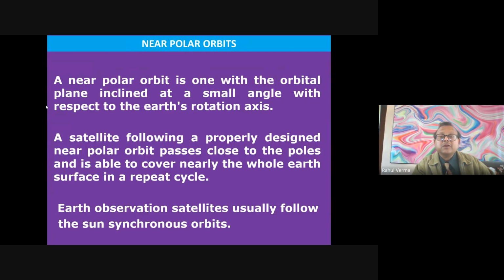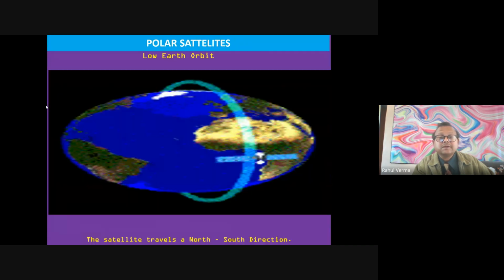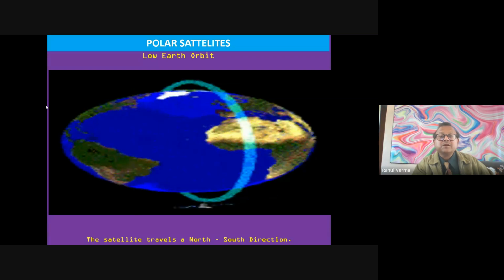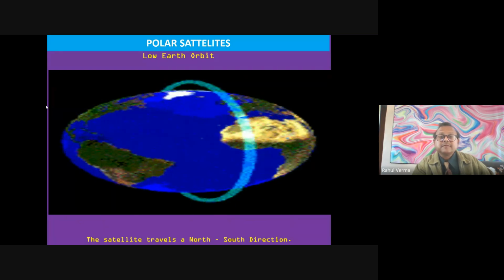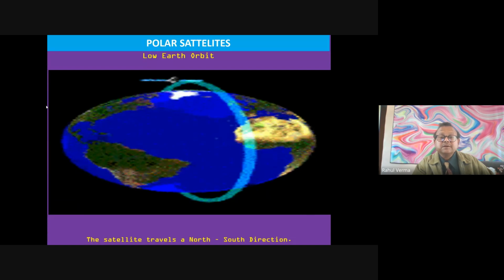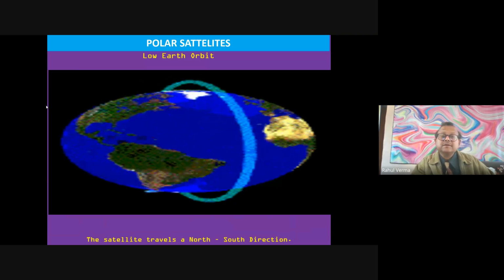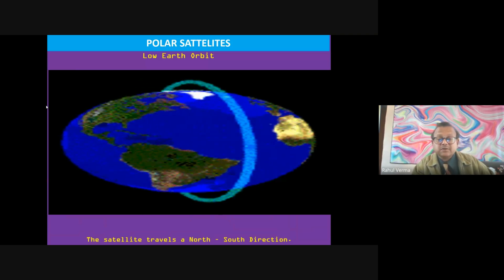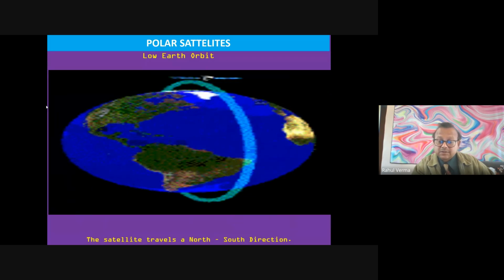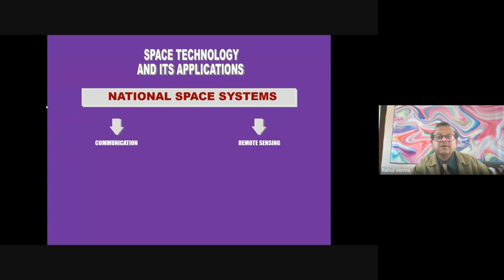A near polar orbit includes a small angle with respect to the Earth's rotation axis. And you see this is the polar satellite, low Earth orbit. You can see the whole Earth is passing and it is taking the picture of the whole. It travels in the north-south direction.